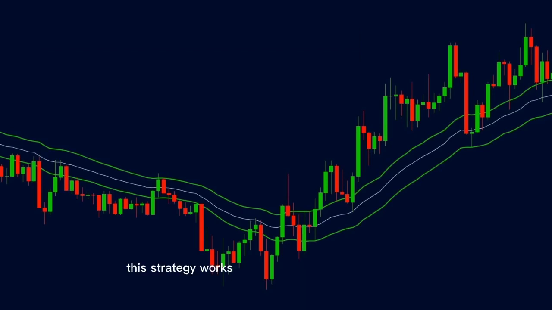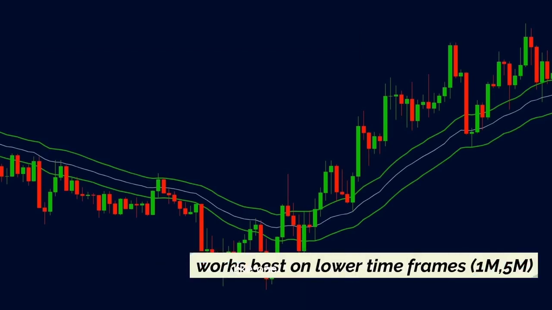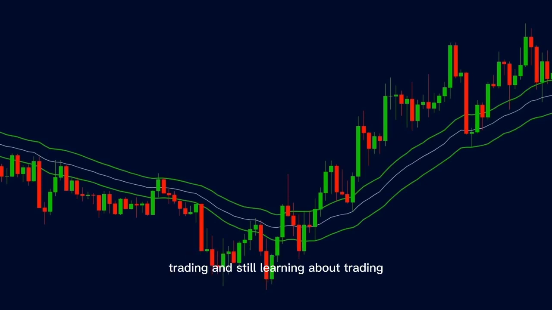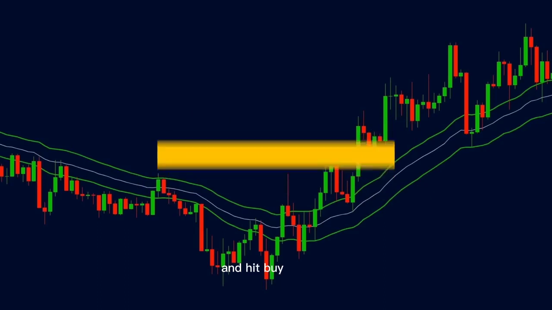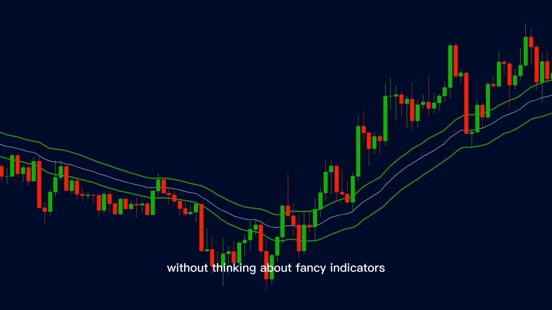This strategy works very well on the lower time frames, like 1 minute and 5 minutes. If you are new to scalping trading and still learning about trading, this simple strategy is a good place to start. Because you will take the decision very quickly and hit buy and sell without thinking about fancy indicators.